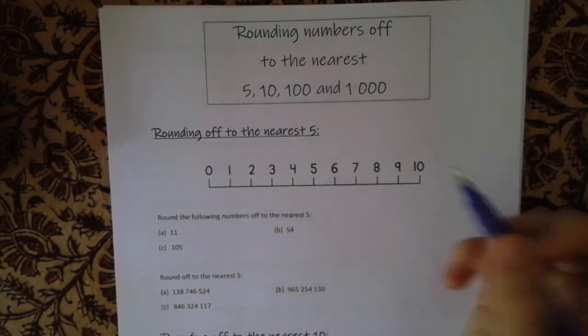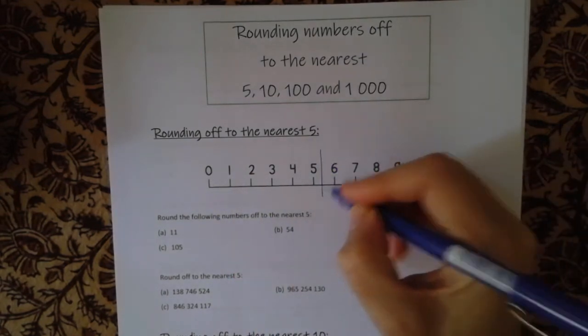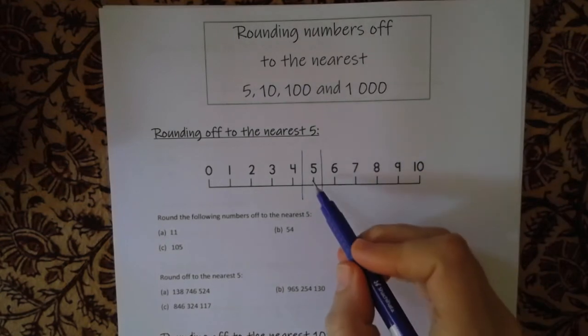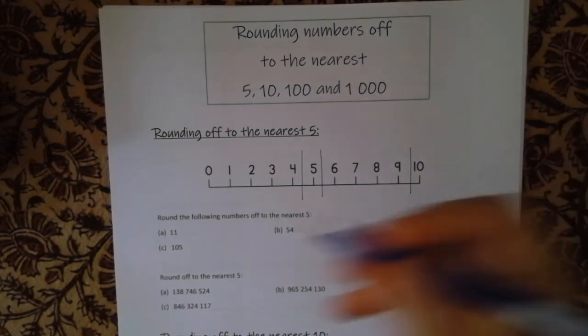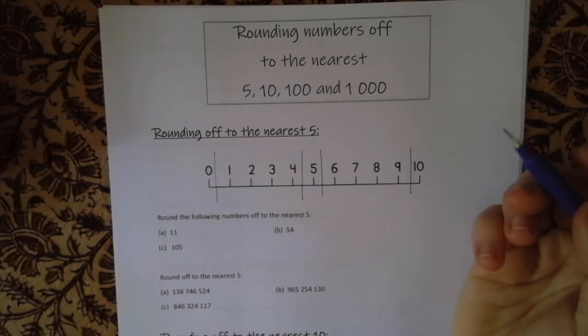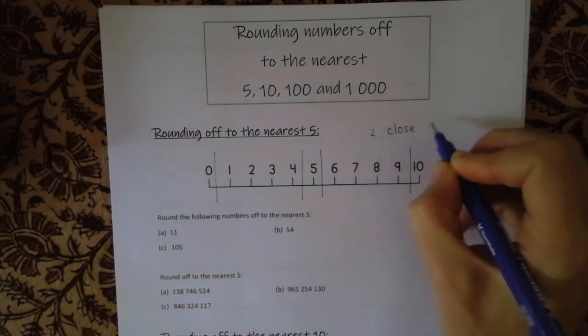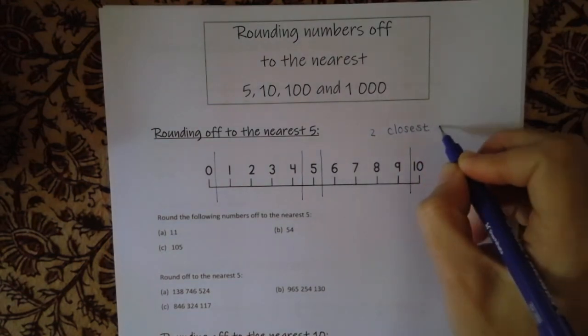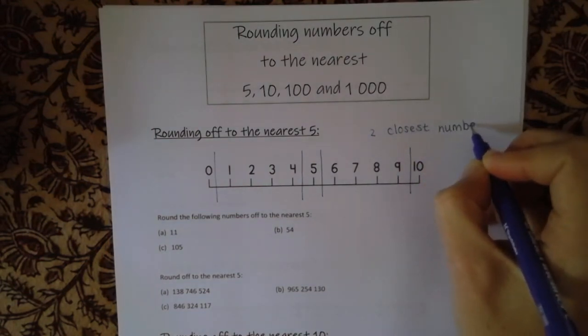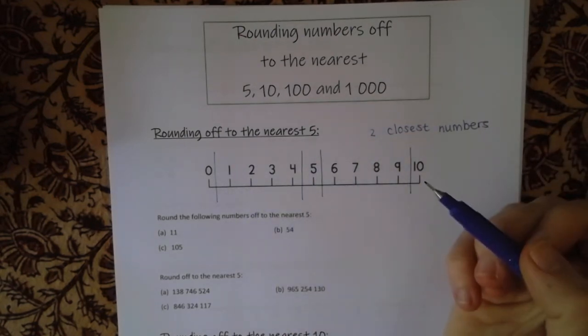So what they do with their number lines when they've listed 0 to 10 is I want them to draw lines like this. So this is 5 on its own, and then there by the 10 and by the 0. And when we round off to the nearest 5, the two closest numbers becomes either the 5 or the 10 or go back to 0.